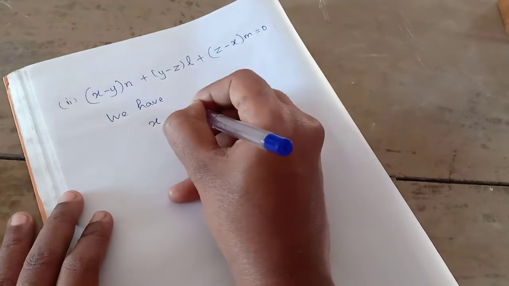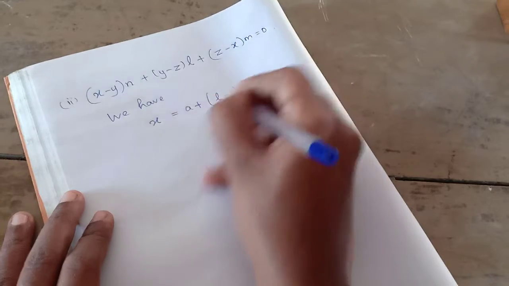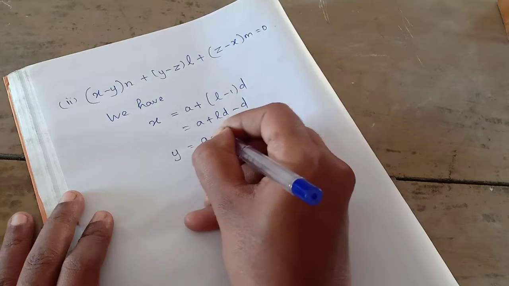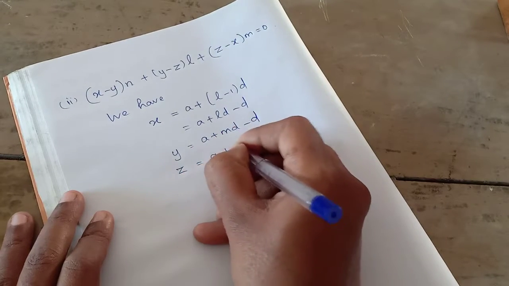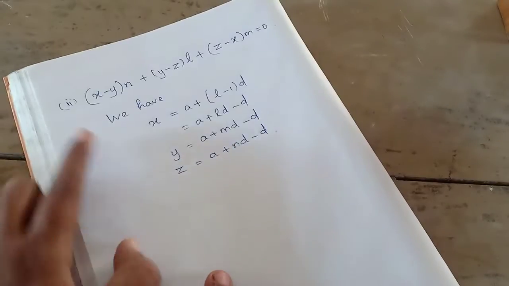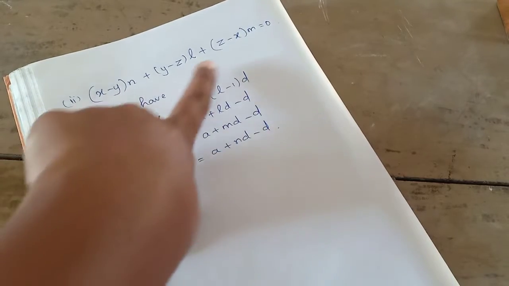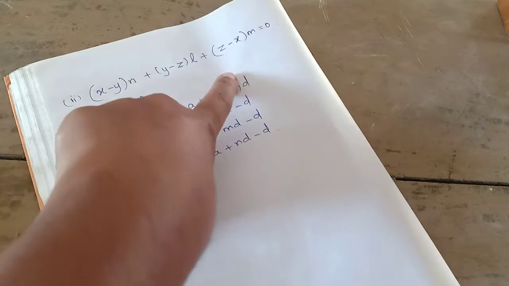X equal to a plus L minus 1 into D, a plus LD minus D. Y is equal to a plus MD minus D. Z equal to a plus ND minus D. So here also this is the first introduction part, already we learned. Then LHS. So first bracket terms we are going to find. After that multiplication factor. X minus y, then y minus z, then z minus x.